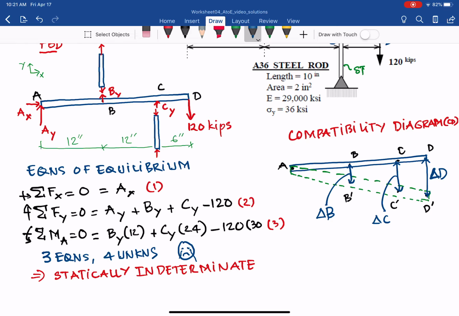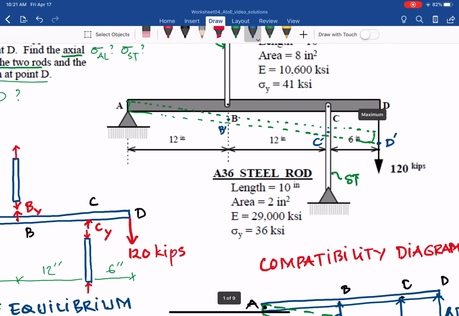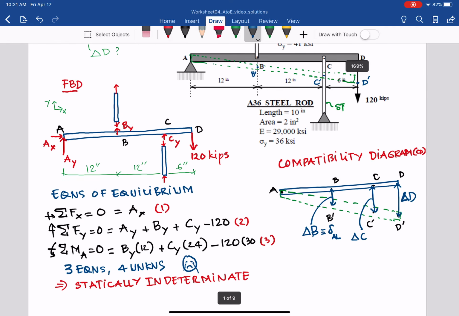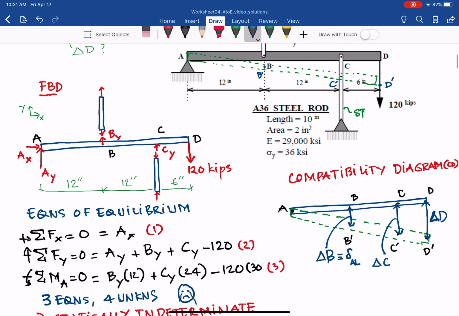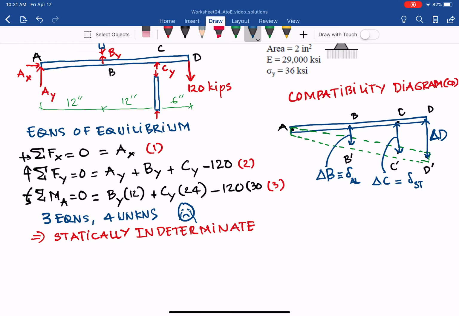So basically that equals delta of the aluminum, the deformation of the aluminum rod. And C, as you can see here, goes to C apostrophe, the steel rod tends to be contracted, and that delta C here is the axial deformation of the steel. So from that we can write an equation with the compatibility diagram here.